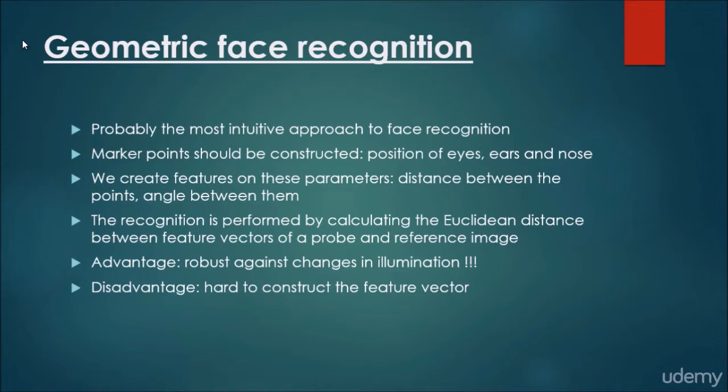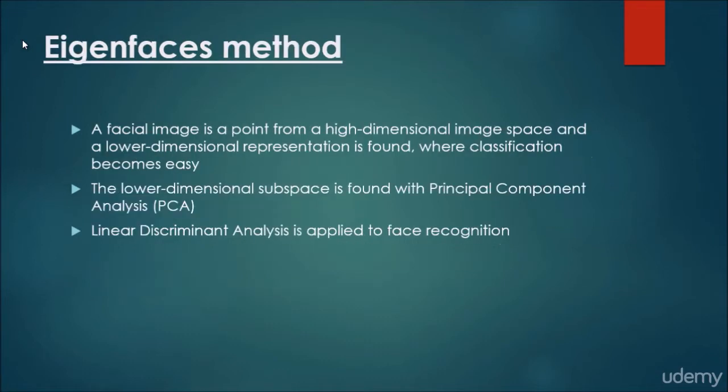And the recognition is performed by calculating the Euclidean distance between feature vectors of a probe and the reference image. I'm not sure whether you are familiar with the KNN machine learning algorithm, but it's approximately the same. We calculate the Euclidean distance and we are going to classify accordingly. Of course, it has some advantages as well as some disadvantages. The advantage is that it is robust against changes in illumination. But the disadvantage is that it's hard to construct the feature vector. So it is not a very good approach.